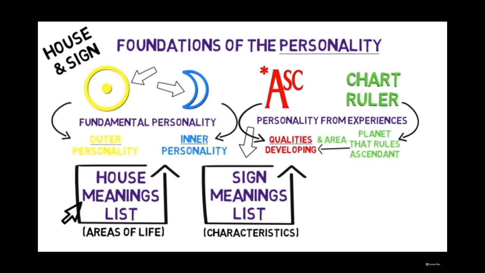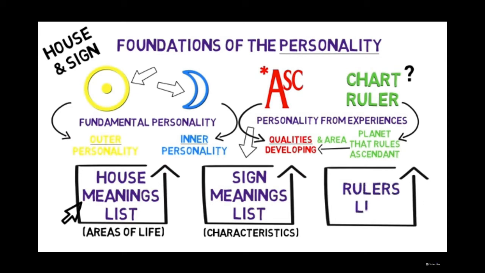Now let's identify your chart ruler. First, you must know what planet rules the sign your ascendant is in. Use this PDF here to get a list of rulers for each of the zodiac signs. You might notice you have 2. In this case, mark both planets, as they'll be equally as important.